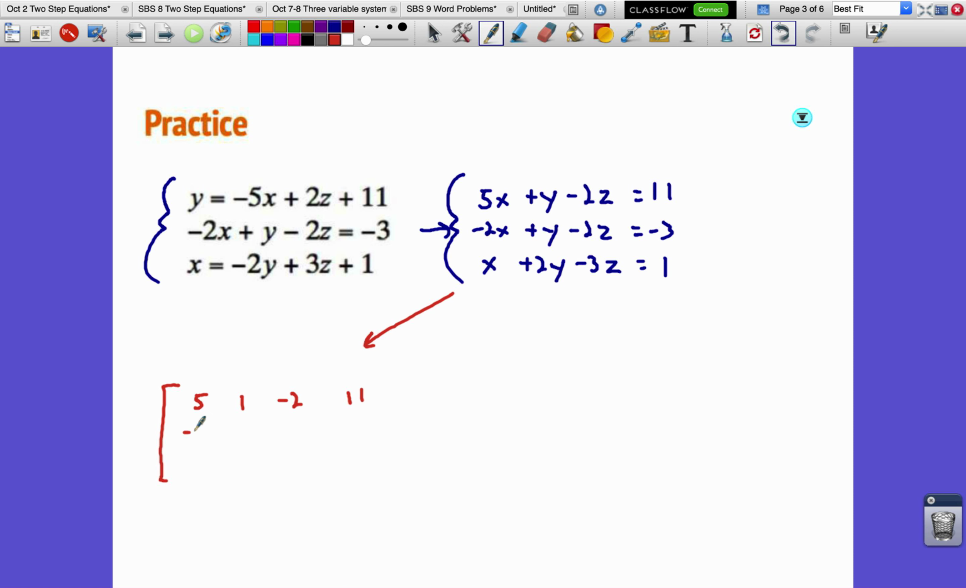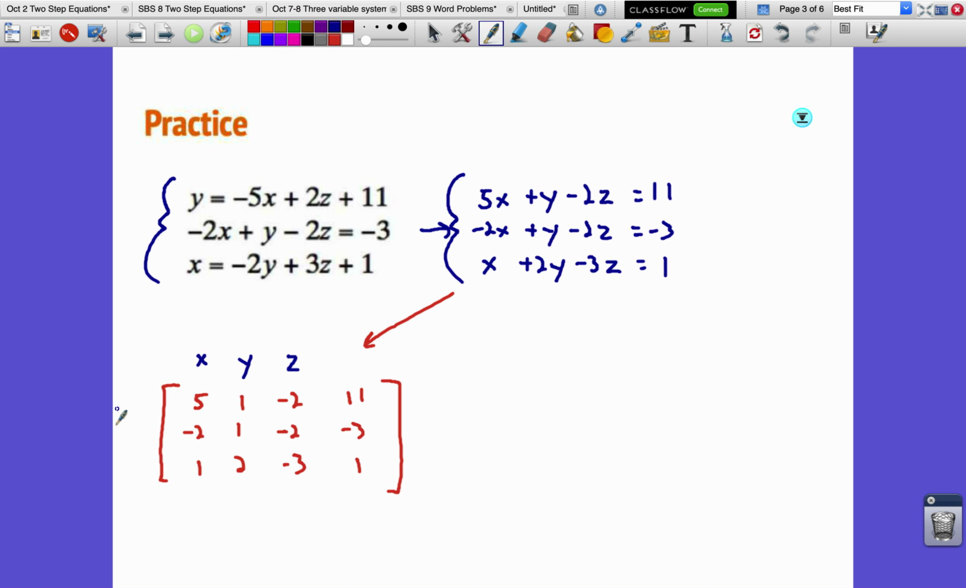The next one is negative 2, y, I wrote y. The coefficient on y is 1, negative 2, negative 3. And the bottom one is 1, 2, negative 3, 1. So here's our matrix. If you have systems that are skipping a lot of variables, it can be useful to label what each column is so that you know where to put those zeros. And then the last one is always the constants on the other side.